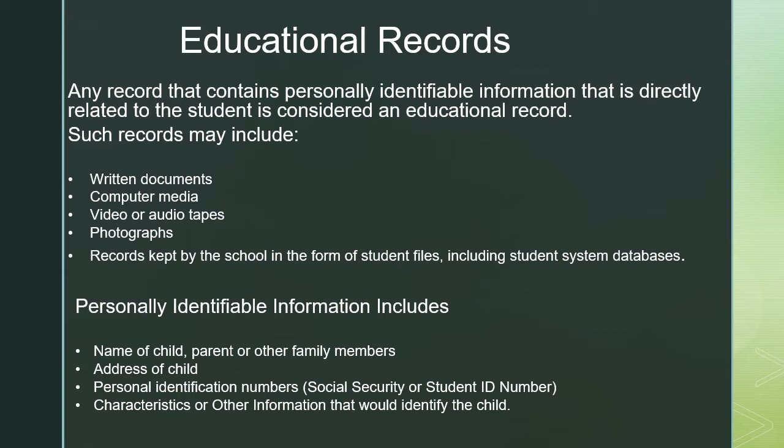Personally identifiable information includes the name of the child, parent or other family members, address of the child, personal identification numbers such as Social Security or student ID numbers, and characteristics or other information that would identify the child.